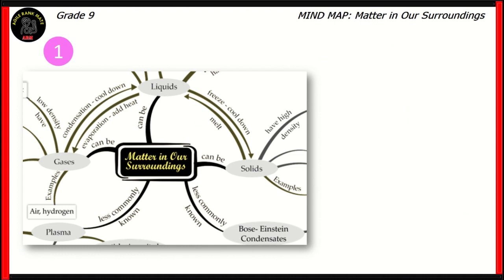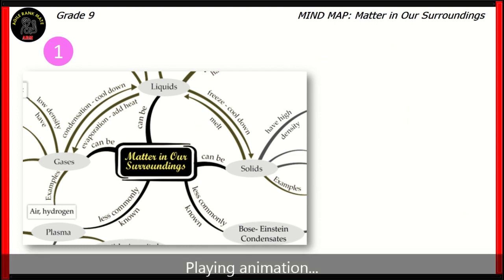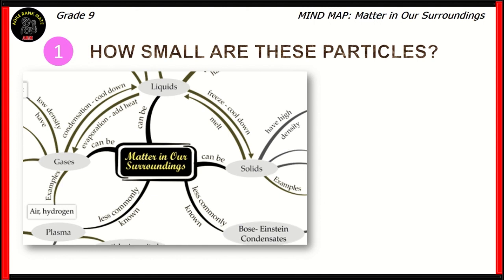So next, we'll be looking at how small these particles are. We had seen in the previous slide that matter is made up of particles and is particulate. After that, we had to ask ourselves the question, how small are these particles of matter? Are they big enough to see with our naked eye, or are they so small that we need a complex microscope to see them? For this also we have an activity.